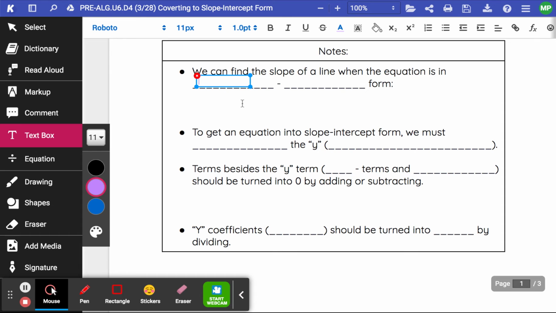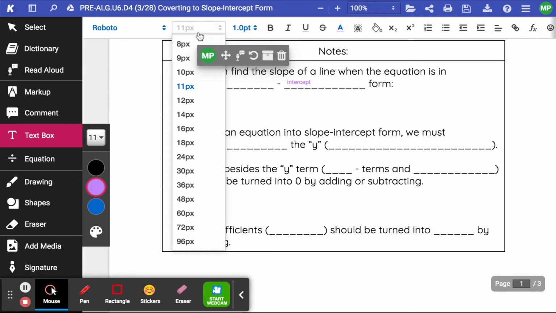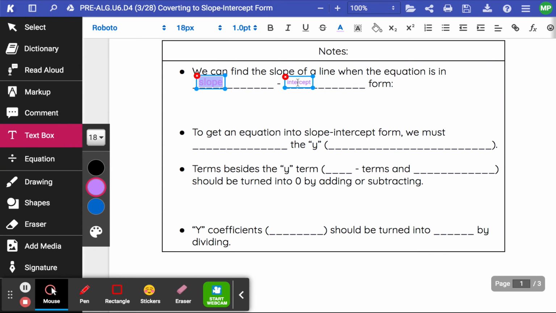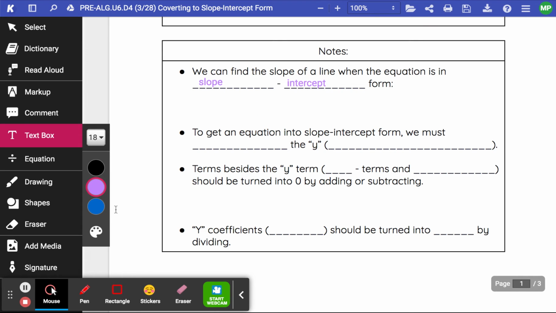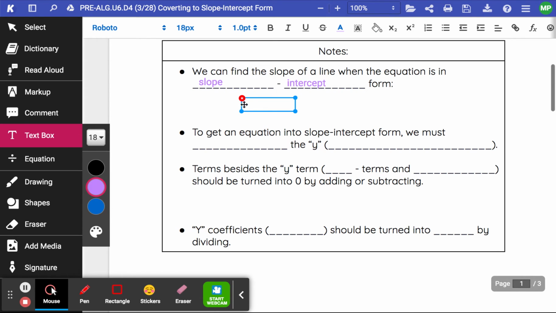Let's get to it. We can find the slope of a line when the equation is in slope-intercept form. That's kind of small. So obviously the name slope-intercept form has slope in it. So that tells us that when we look at slope-intercept form, we can tell both the slope and the intercept. And that's going to look like this. I'm going to put it in a real big font. Y equals mx plus b.